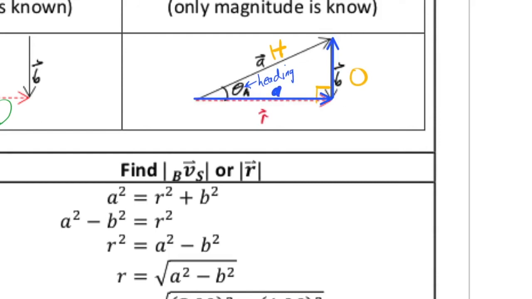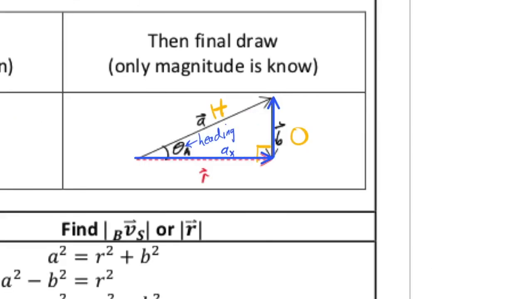So this would be your, let's clean that up a little bit. This would be your AX, and that would be your AY. So AY is equal and opposite to vector B, which makes sense because you're trying to cancel out the effect of the river. And the X component of vector A is actually equivalent to what the resultant is going to be.